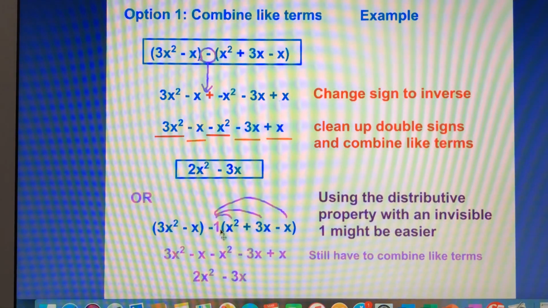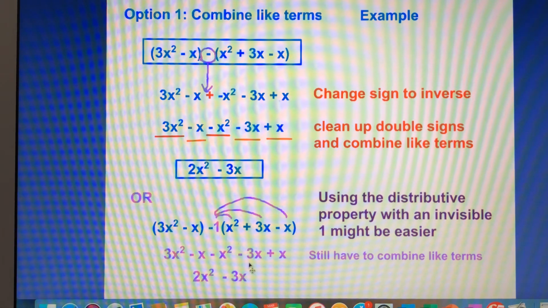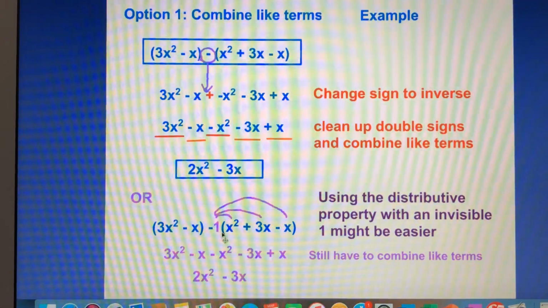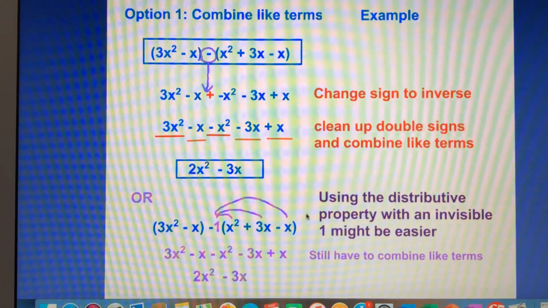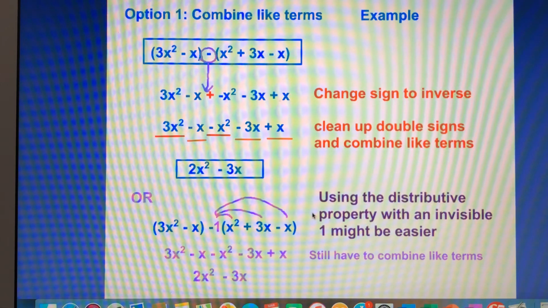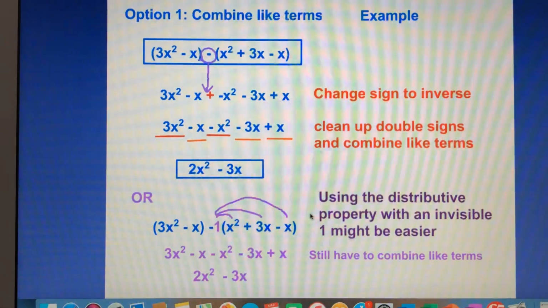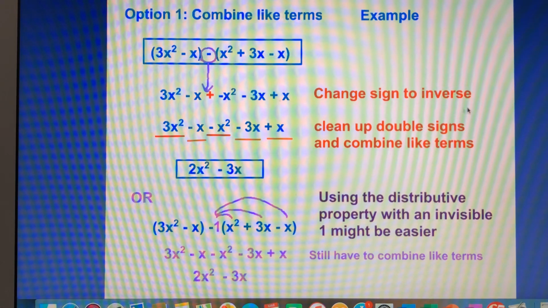Or you do the multiplication with the invisible 1. You will still have to combine like terms. That's not going to go away, but you might find it easier. Plus, when we get to multiplication of polynomials, you'll have some experience because you're going to use multiplication a lot and you're going to use addition a lot. You can get away with never using subtraction if you just use the invisible 1.